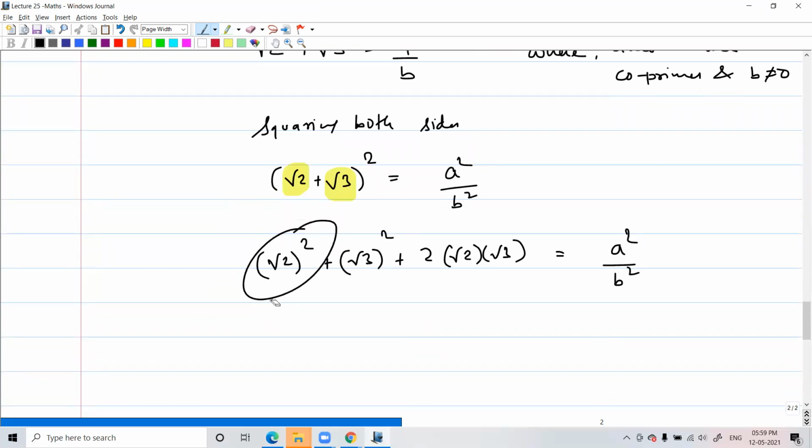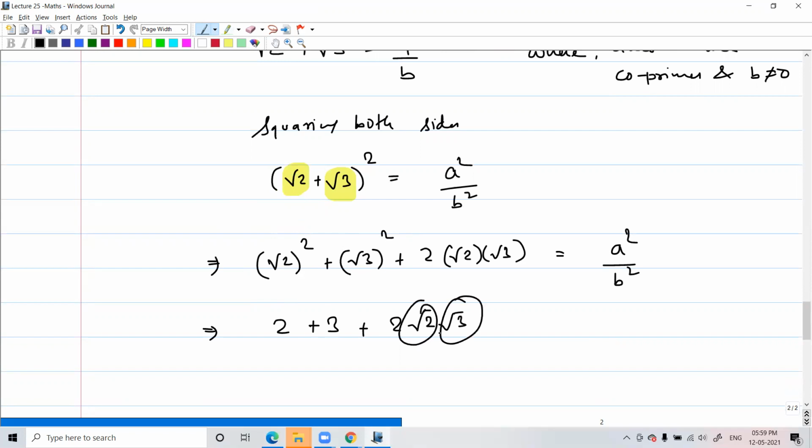So root 2 square, what is it? 2. Yes, root 2 square becomes 2. Root 3 square becomes 3. And this becomes 2 times root 2 into root 3, which is root 6. Root 2 into root 3 when multiplied.